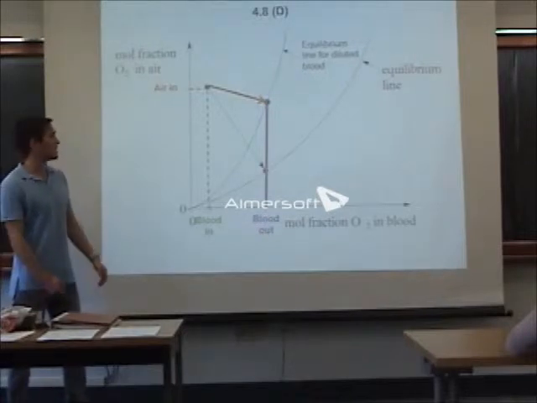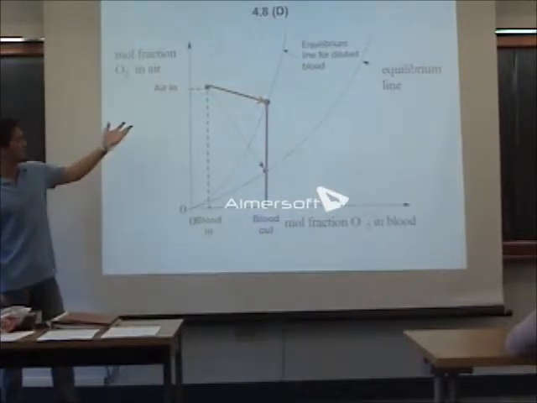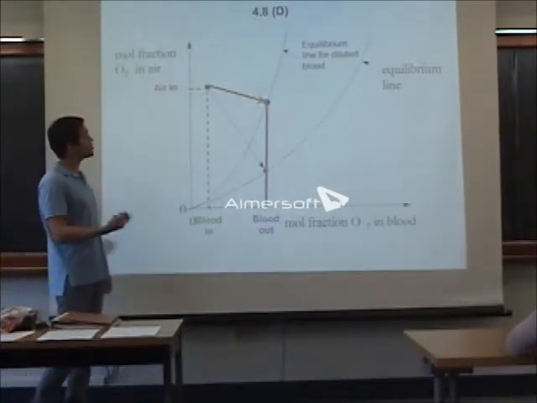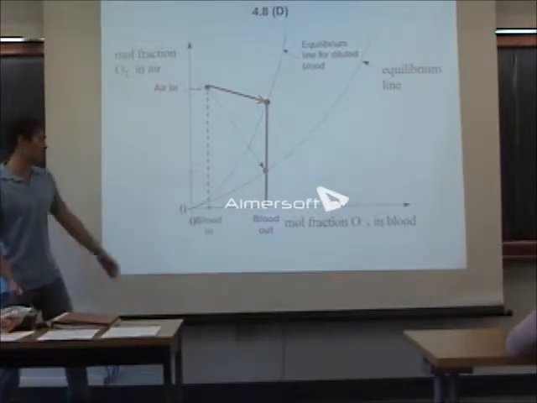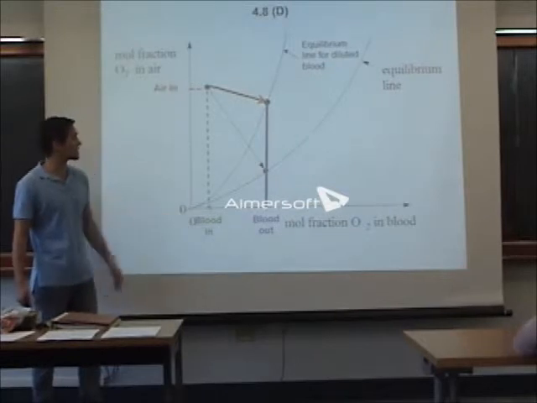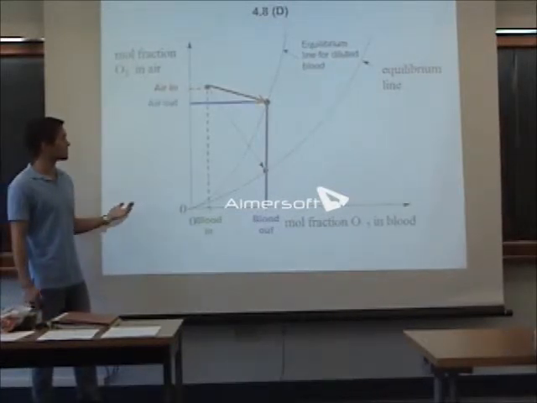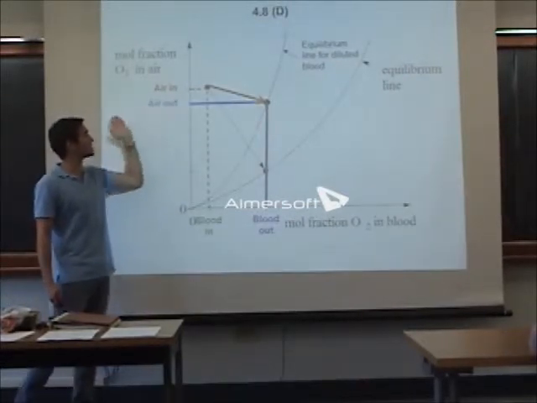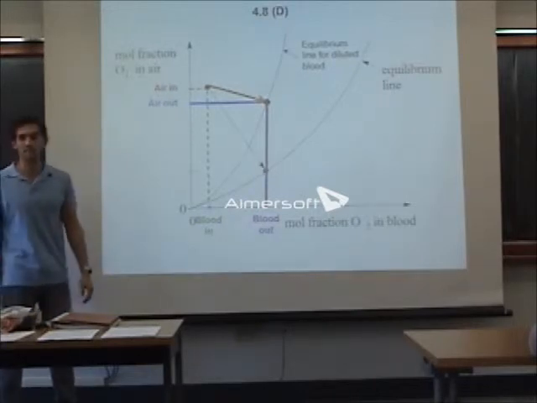absorb as much oxygen. So then again, now you have a new equilibrium point. You want your blood out to be the same. Air in is the same, blood in is the same, but your equilibrium line shifts. So now the only thing that's really changing is the air out is going to have more oxygen in it.